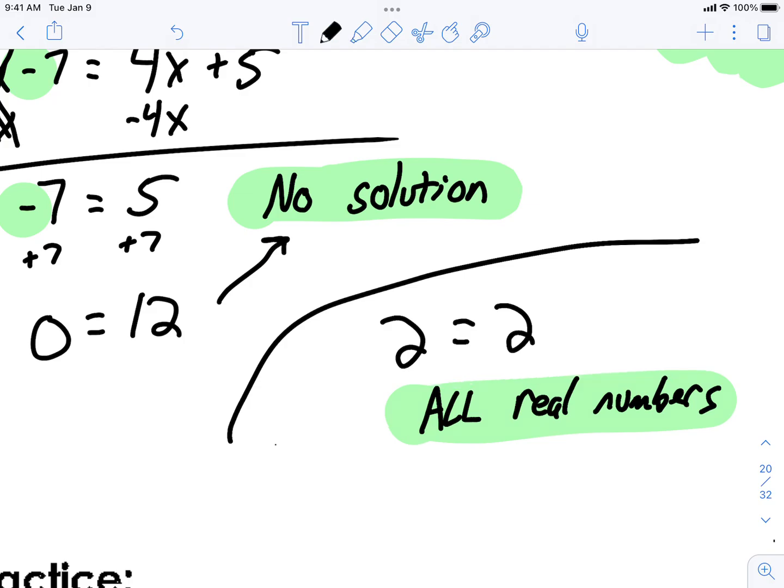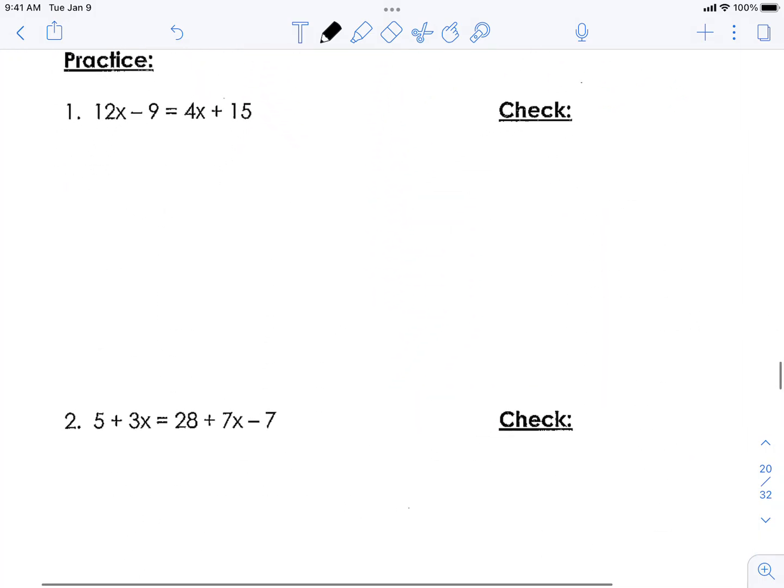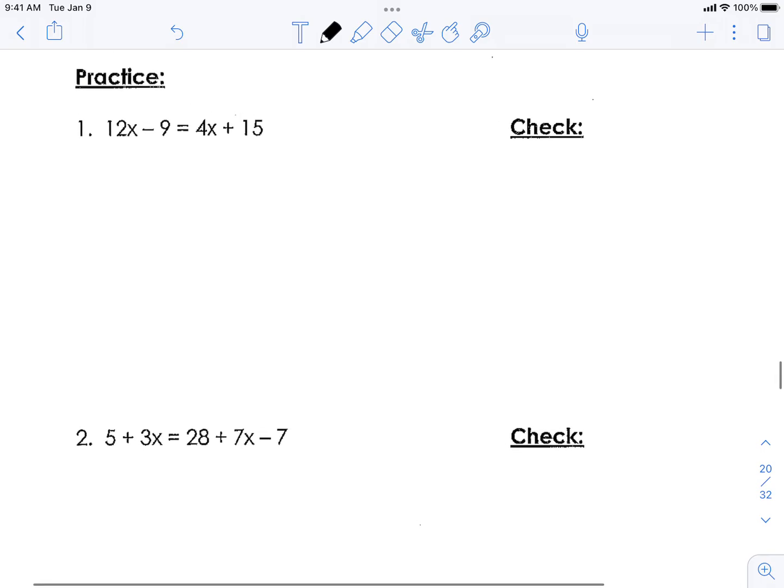That's important to know. So you could have 3 different answers with these problems. You could either have x equaling a number, whatever number. You could have no solution for a false statement, or you could have all real numbers for a true statement. Please be familiar with all three of those. There are 2 practice problems below that I would like you to try as well. So I'd ask you to please pause the video now and then check your answers.